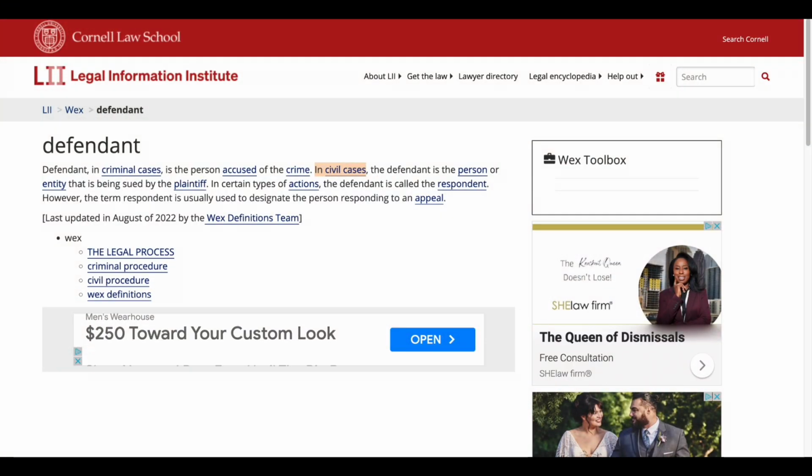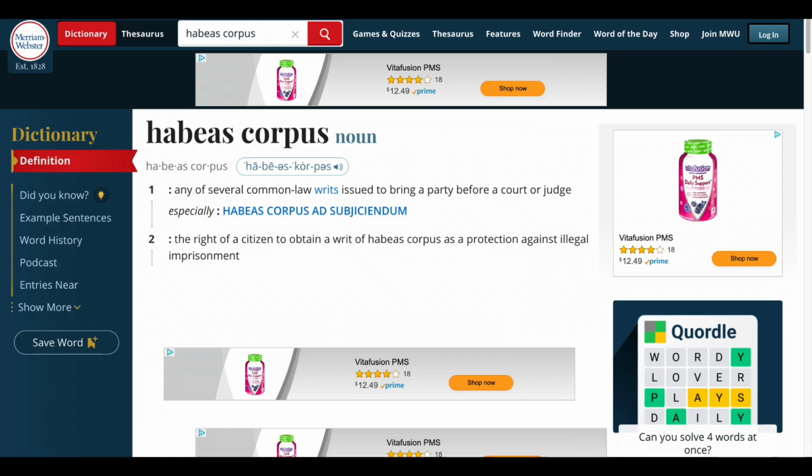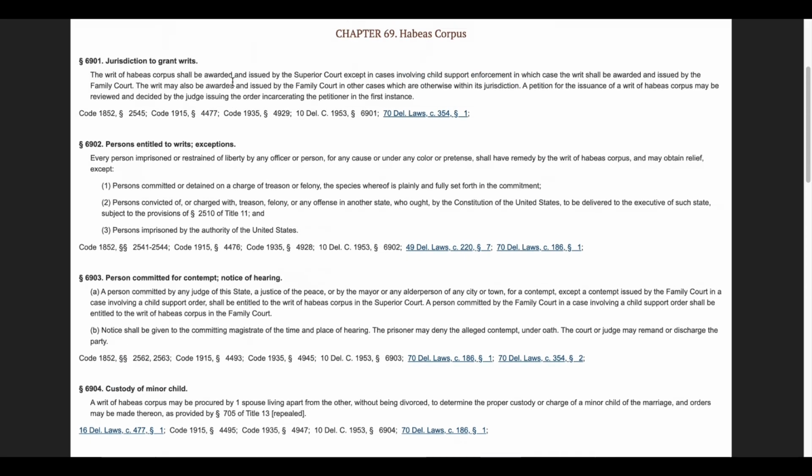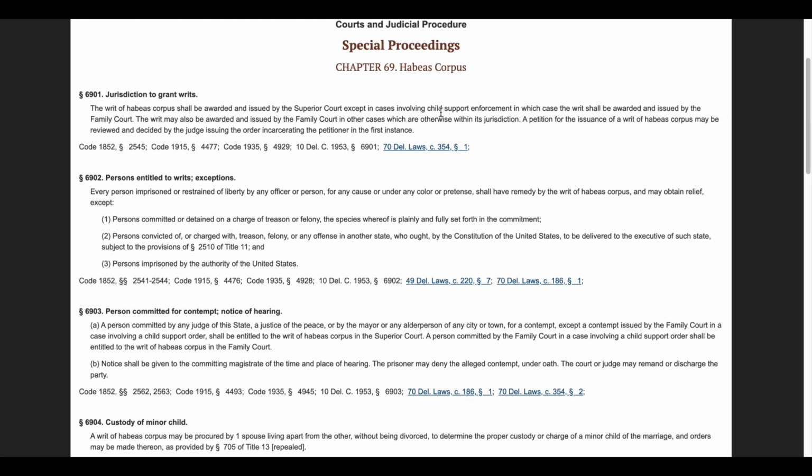Okay, I want to just point out something about habeas corpus that I did not talk about in the last couple of videos. Let me show you the difference. When I was talking about Delaware, I'm just using Delaware because Delaware specifically was talking about child support, involving child support enforcement in cases.